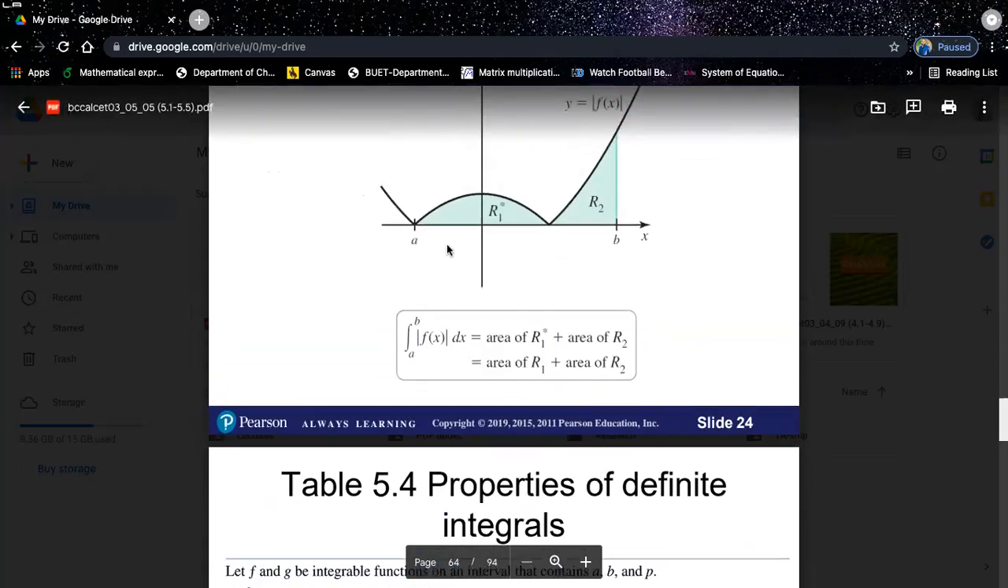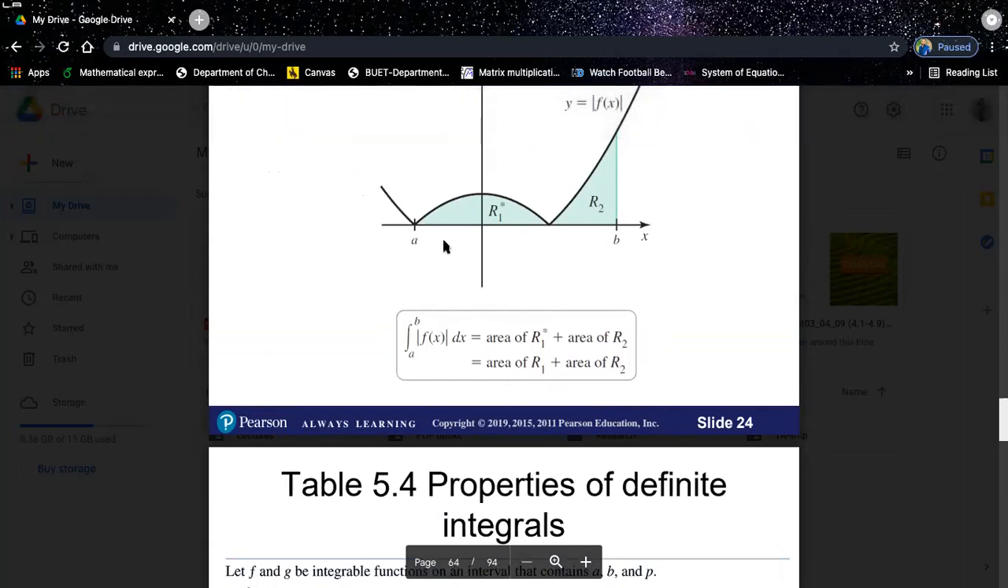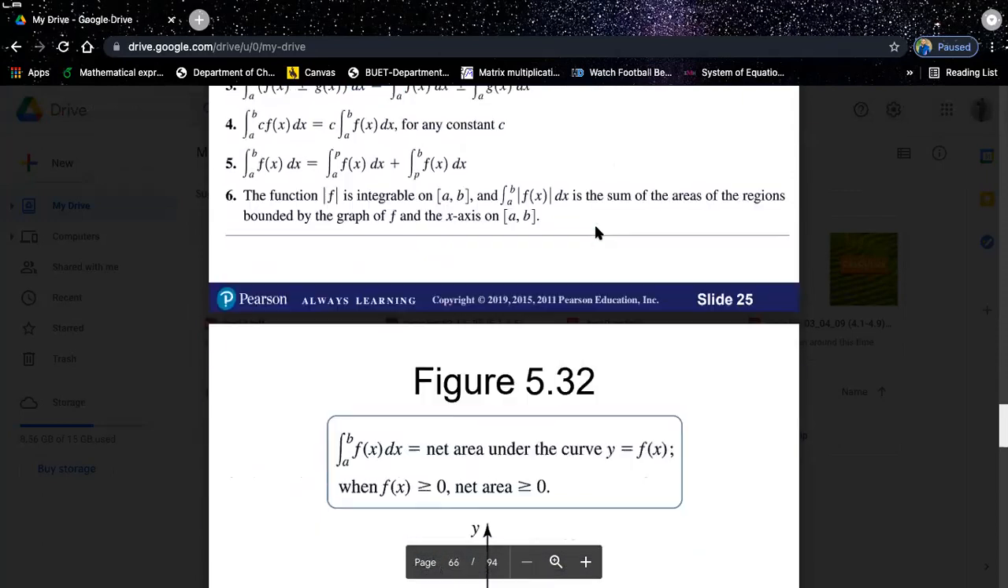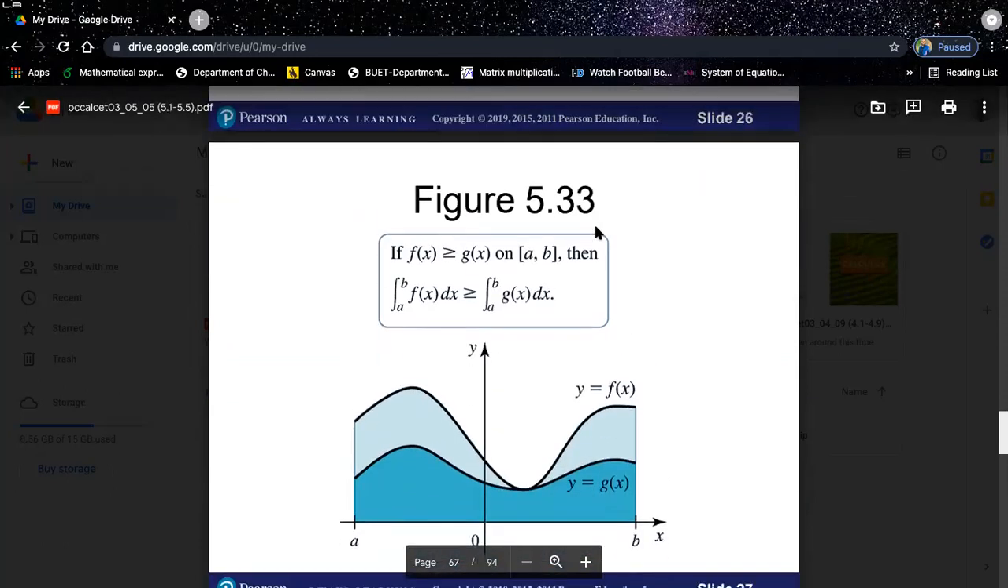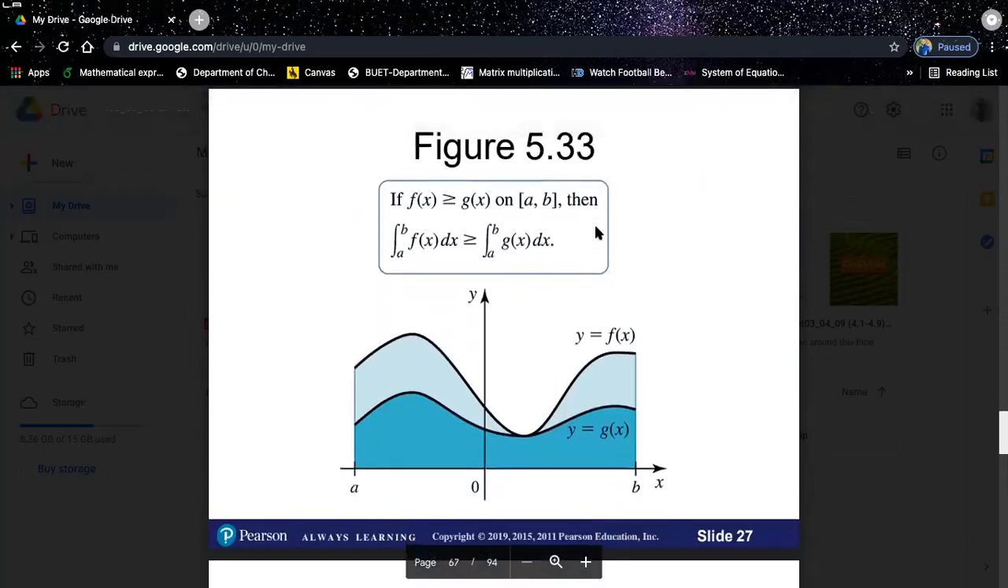Right. So now what does it mean when this says bounded by the x-axis? This is your x-axis, right? And your function or your graph is bounded by this x-axis all the time. Okay, if it's integrable, of course, it has to be integrable anyway. Okay, yeah, this is a good one.